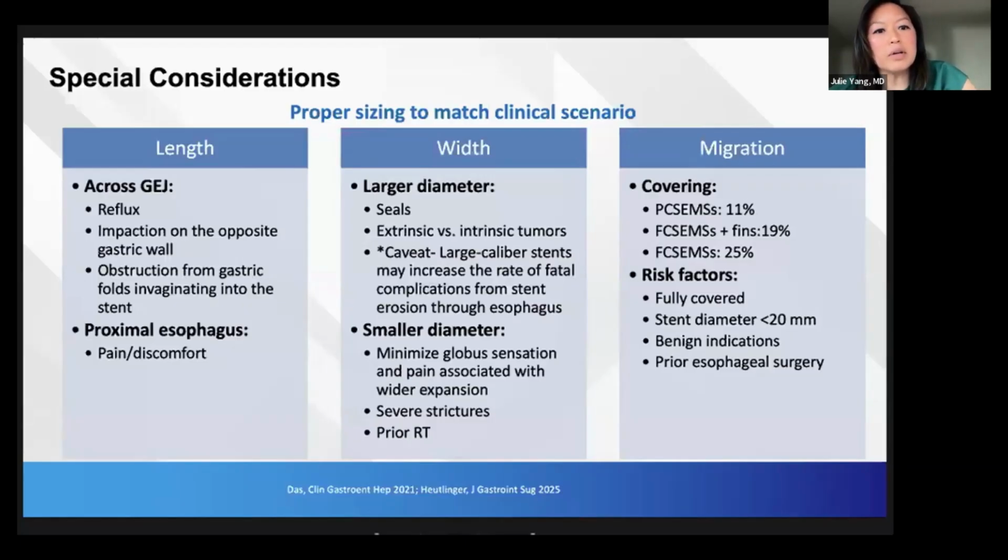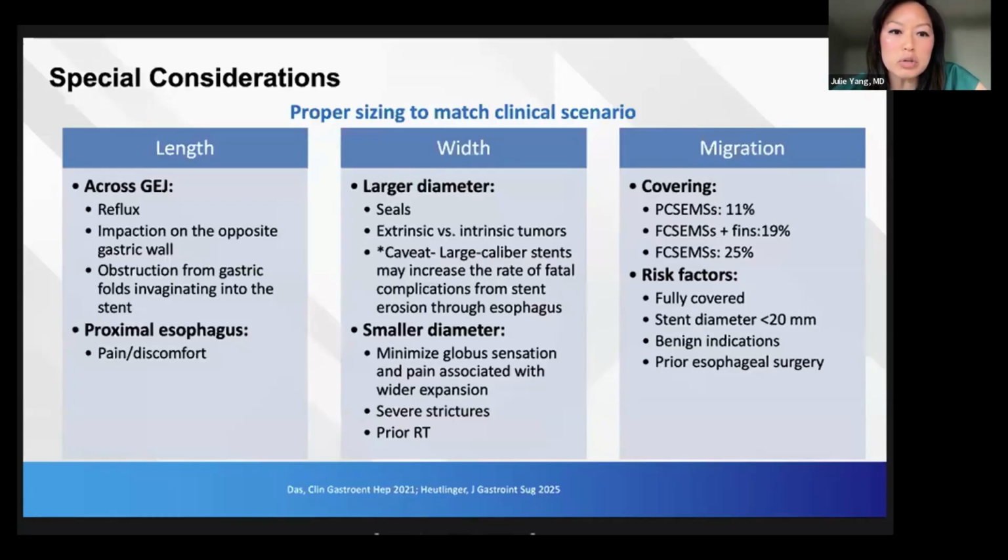If you're talking about diameter, is wider always better? Not necessarily. So if you are dealing with a normal esophagus or GI tract lumen, so there's no stricture involved, then you've got a pretty good sized lumen that the stent has to really sit across. And if you want that sealing function of the stent, you're going to have to pick something that's a wider diameter. Same thing if you're considering extrinsic versus intrinsic tumors.